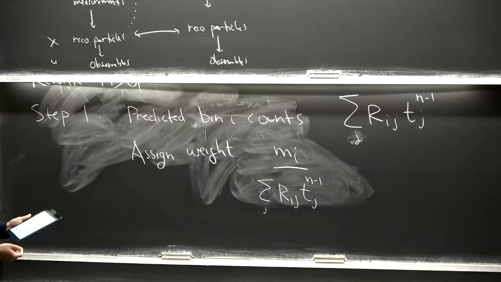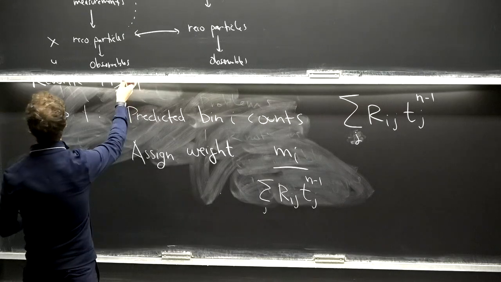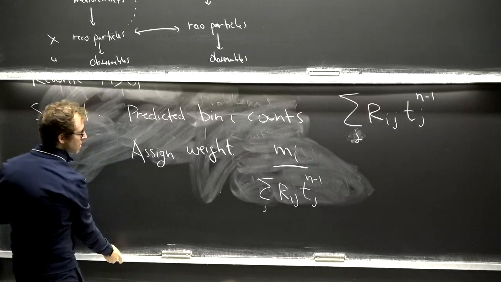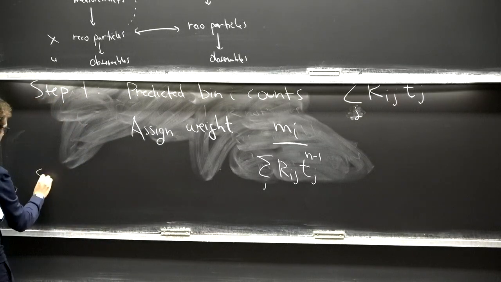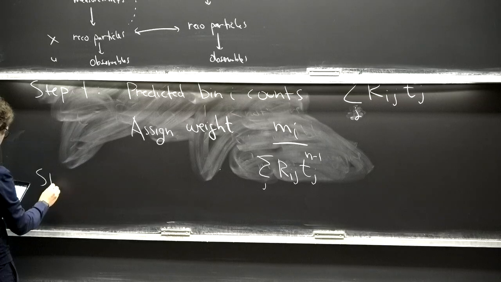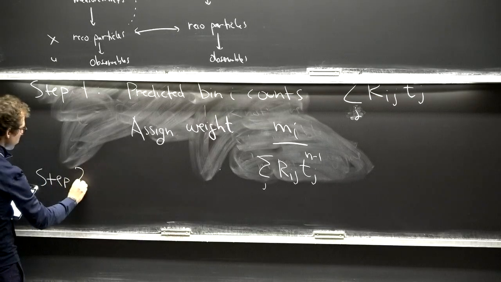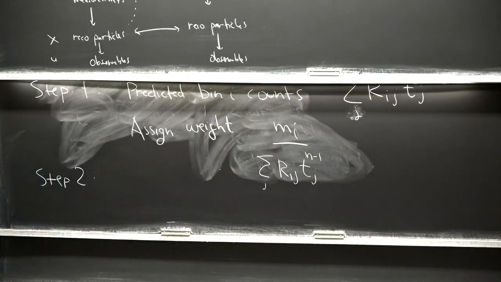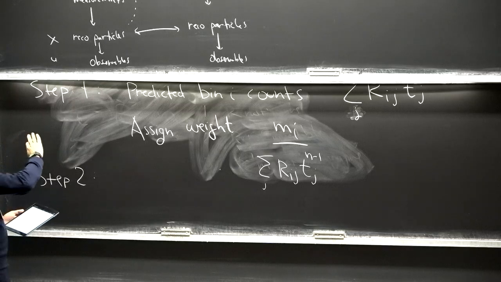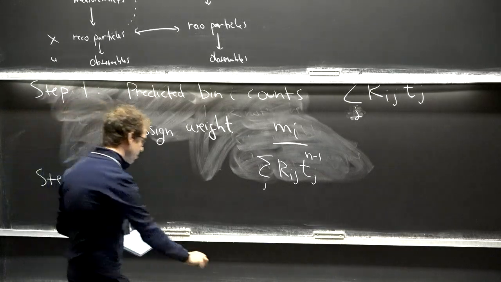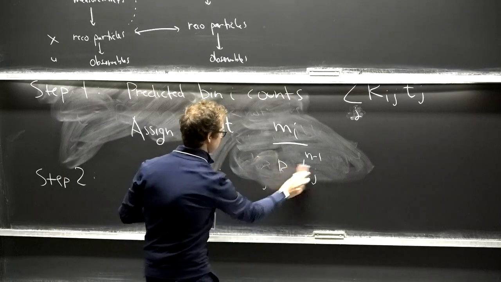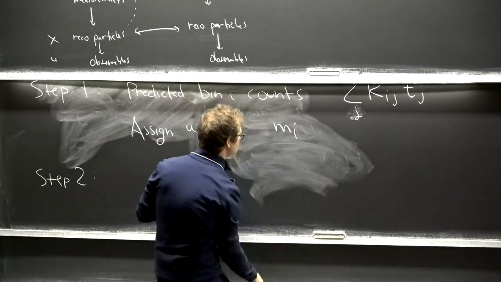OK? I'm running out of room for step 2, but I will try. Step 2 now acts. So step 1 acts on detector level, and step 2 will act on the particle level. Okay, divide by.